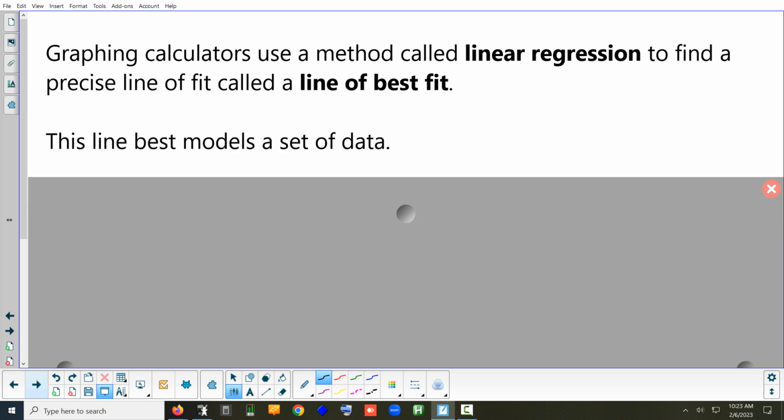So that last bullet that I'm going to have you guys fill in for today, it says graphing calculators use a method called, and then you have a blank line. On that blank line, I want you to fill in linear regression. That's a fancy word that basically means the calculator is going to find the best possible line that goes through a set of data. You're not going to draw a line and try to estimate the slope and the y-intercept by hand. The calculator is going to do it for you.